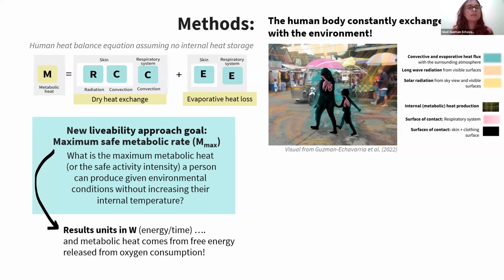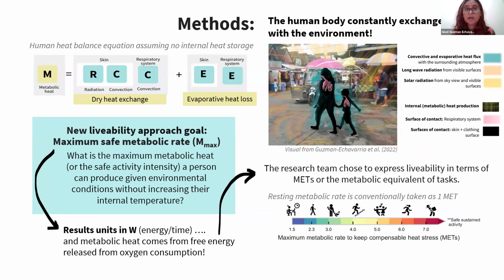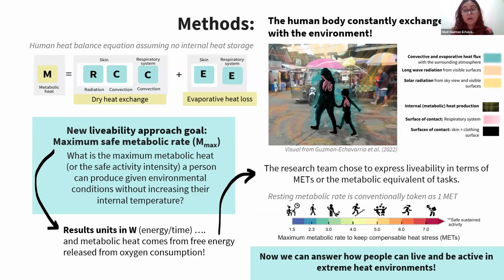And for outreach, maybe this is a metric that cannot say so much to a wide public. So we chose to express the results of the livability approach in terms of METs, which is a number that expresses the metabolic expenditure, but linked directly to activities. So 1 MET is equivalent to resting, and when you increase the number of METs, that is the expression of more strenuous activities. So now we were able to answer how people can live and be active in extreme heat environments.